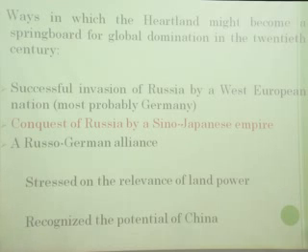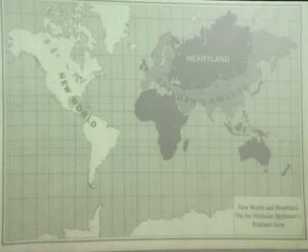And the second and most important was the conquest of Russia by a Sino-Japanese empire, and the third was a Russo-German alliance. So here notably he recognized the potential of China at that point of time to have global dominance, and he also stressed the relevance of land power, which is again important in today's geopolitical context, because in spite of their maritime growth, both China and India are also focusing on their continental power. So this reference to the relevance of land power is again important in the current geopolitical context.